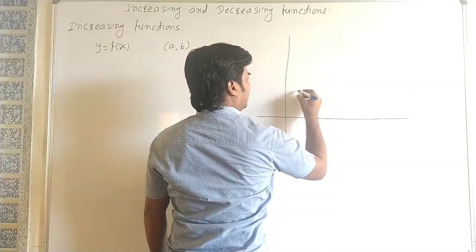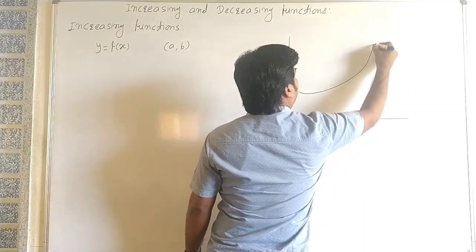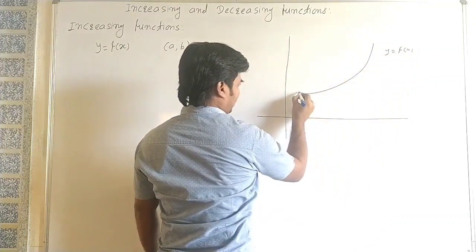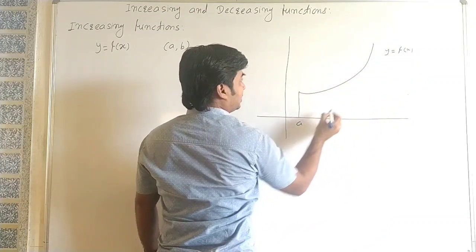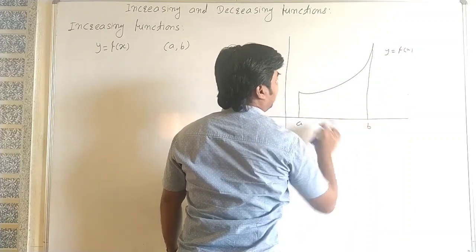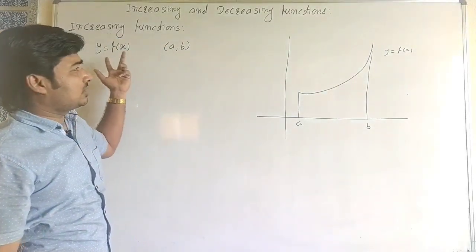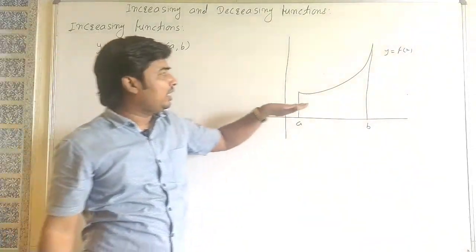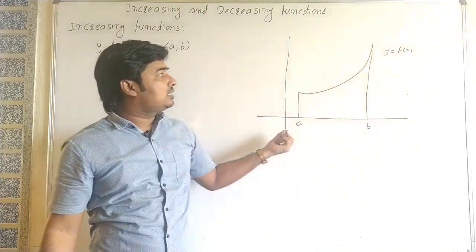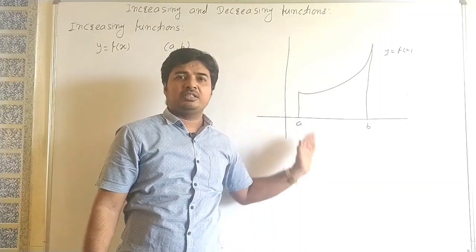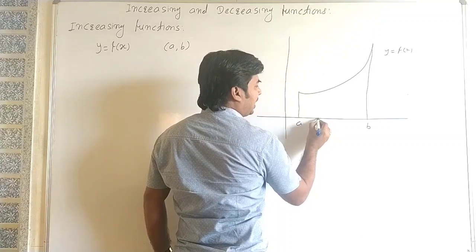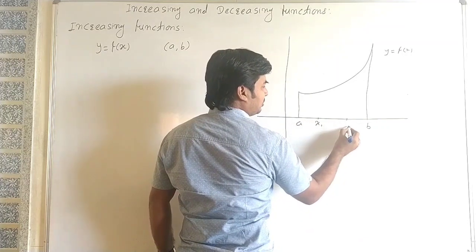On the x-axis and y-axis, we see a curve y is equal to f of x in the interval a comma b. Here it is a and it is b. The function y is equal to f of x is said to be increasing if x increases, then the value of y also increases. Then we take 2 points belonging to a and b, suppose x1 and x2.